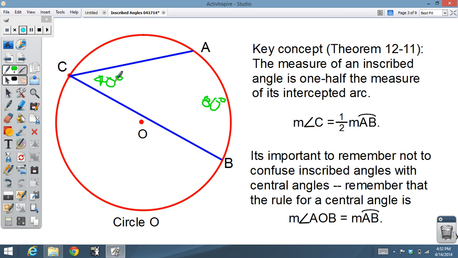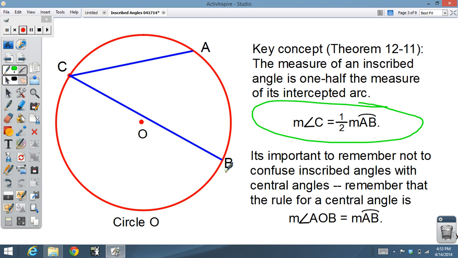Sound good? Okay. Now, one of the hardest things is that people want to confuse this with central angles, which we did a couple units ago, right? Central angles are different. Remember, a central angle would be one that connects from the center of the circle. Now, this would be 80 degrees because the measure of a central angle is the same as the measure of the intercepted arc. So don't get those confused. Central angles measure the same as the intercepted arc, but inscribed angles measure 1/2 of the measure of the intercepted arc. So there's our important bit for today. Okay?